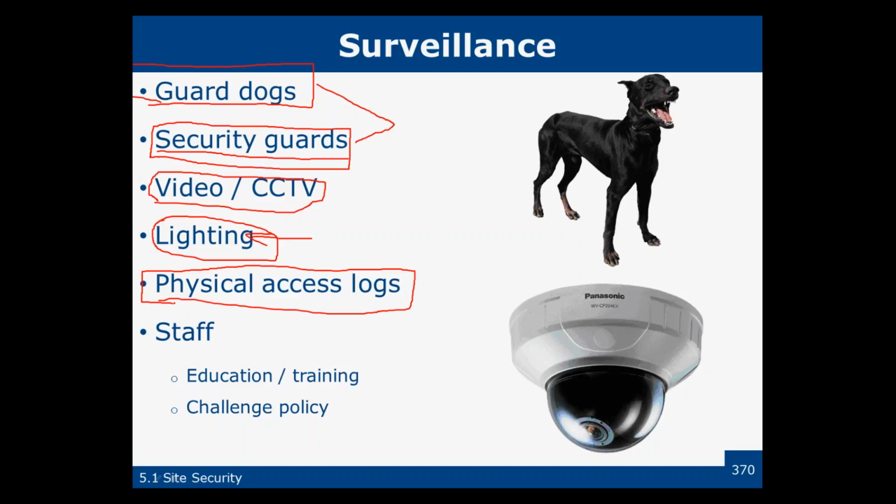Staff education and training about physical surveillance, and the challenge policy: if somebody's in an area that they shouldn't be in, a visitor without a badge or somebody with a badge that's in the wrong area, they should be challenged. It's one of those, if you see something, say something. If somebody's in the wrong place, who are you? What are you doing here? Kind of deal.